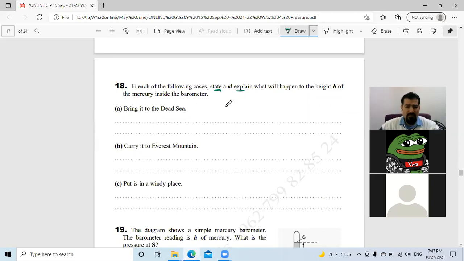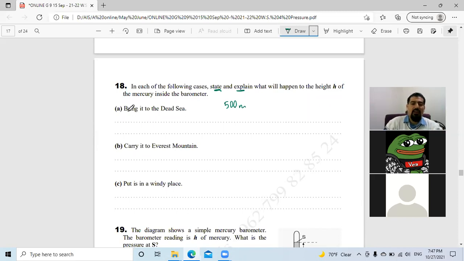The lowest point on Earth, approximately 500 meters below sea level. If we go to Mount Everest, approximately 8000 meters above sea level. If we put it in a windy place, what will happen to the height h? If we go to the deep sea, not the Mariana, I'm talking about on Earth, below the ocean.